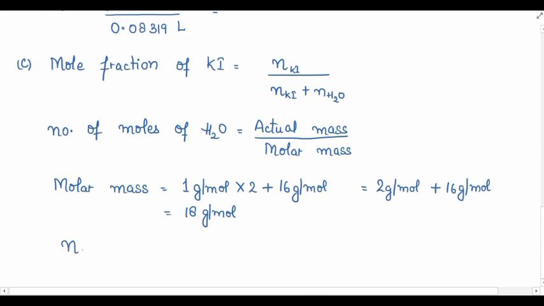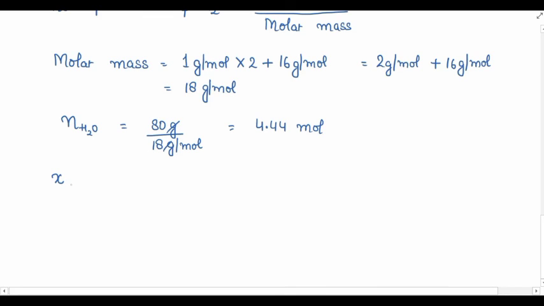And now the number of moles of H2O equals actual mass, the actual mass is 80 gram, divided by 18 gram per mole. Gram to gram cancel. Finally, we obtain 80 divided by 18, which gives 4.44 mole. So finally, we have found the number of moles of H2O and KI. Put the values in the formula.